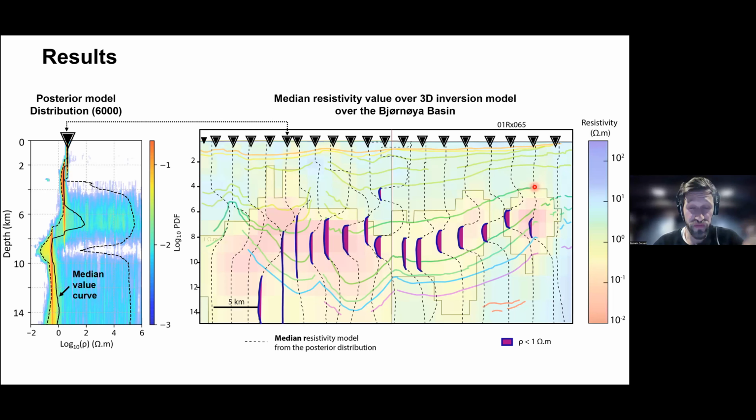So this is a 1D Bayesian inversion, and what you can see here is that this very conductive anomaly is confirmed, and it is occurring well into these early syn-rift sedimentary sections that are marine shales and most likely full of water.